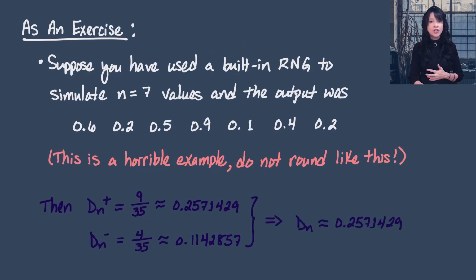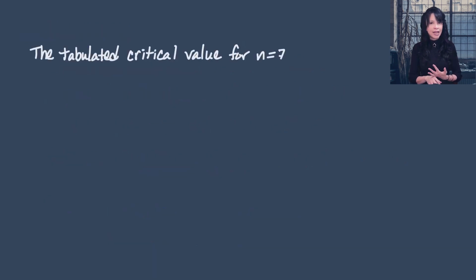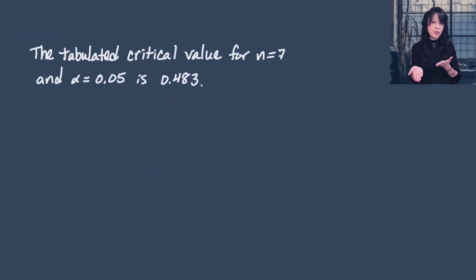I haven't told you anything about small sample critical values, but the tabulated critical value when n equals 7 and alpha equals 0.05 is actually 0.483. So this is another thing you might use this exercise to check for. Would you know how to find a tabulated critical value either on paper or in R? And so here's an example. If you want to look up the tabulated critical value, make sure you can match this number.